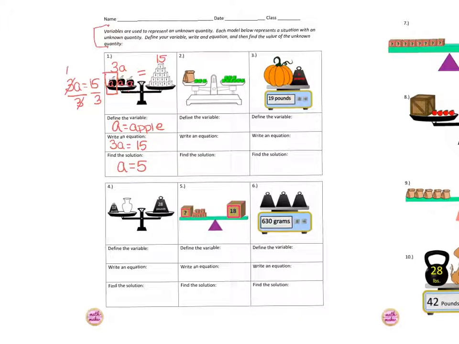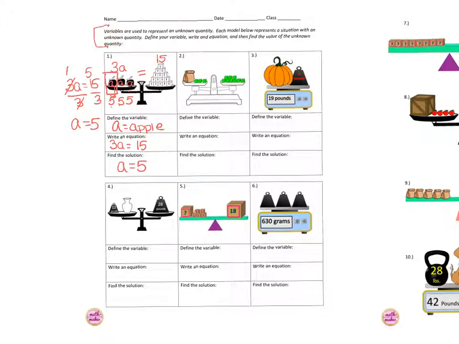3 divided by 3 is 1. 15 divided by 3 is 5. So we get that 1A equals 5, or A equals 5. Okay, if I plugged 5 back into my original situation, I have 5, 5, and 5. The value of each apple is 5. 5 plus 5 plus 5 is 15, which would give us a balanced scale here.